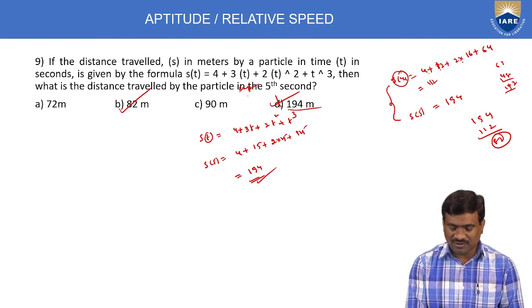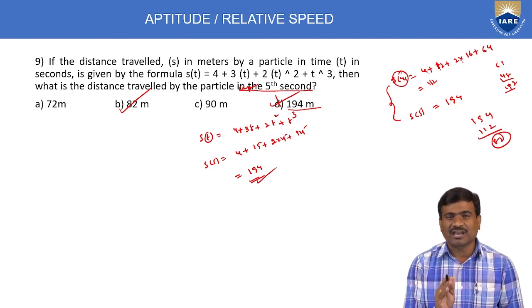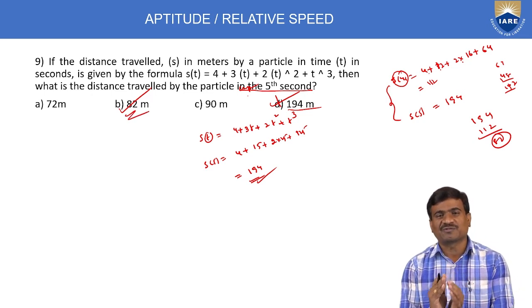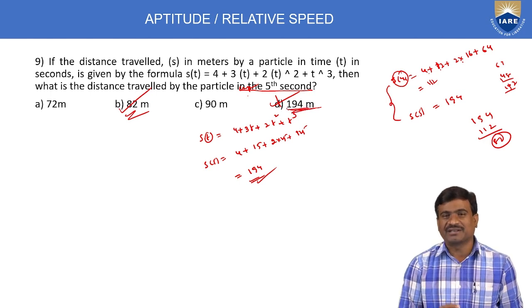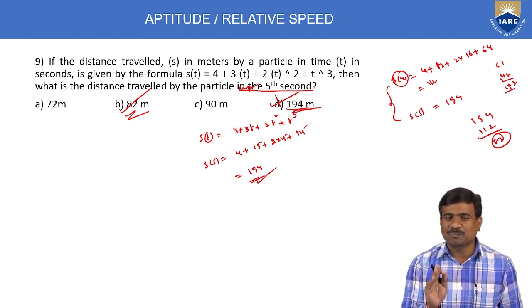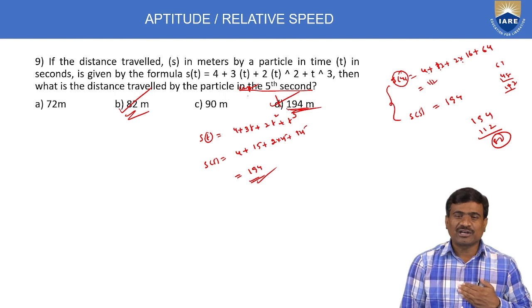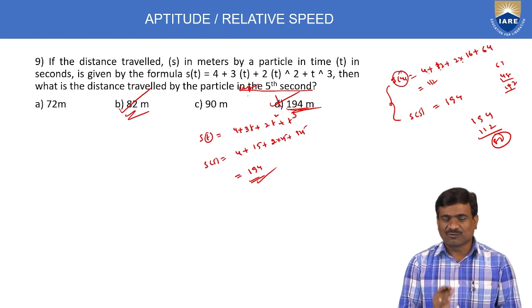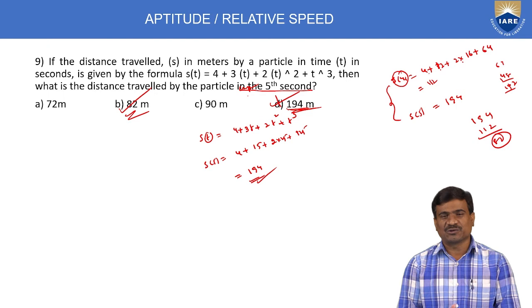You check the problem. In the 5th second means the gap between S4 and S5, which is 82. Suppose we calculate up to the 5th second, the distance is 194 meters. This question depends on the problem statement. If the total distance is asked, it is 194. The gap between the 4th and 5th second is only 82 meters, but for this question the answer B, 82 meters, only is correct. This is the 9th example solution.